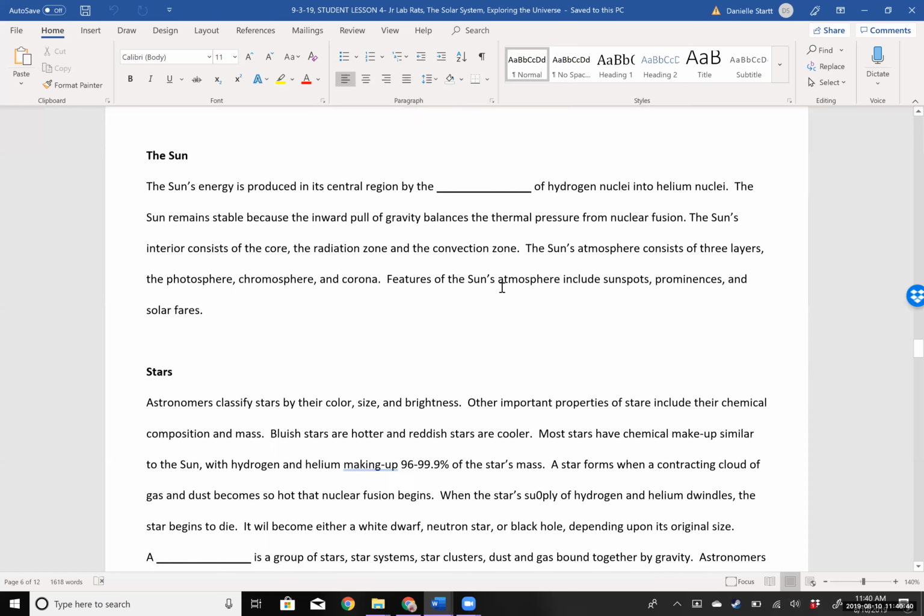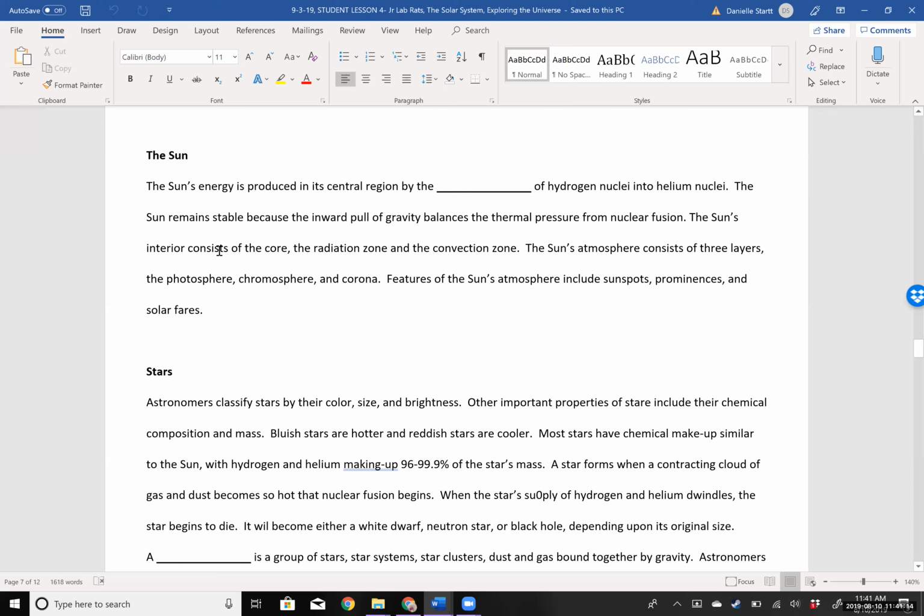The sun's energy is produced in its central region by the blank of hydrogen nuclei into helium nuclei. Okay, something happens where hydrogen turns into helium, and there's a name for it. Okay, let's keep reading. The sun remains stable because the inward pull of gravity balances the thermal pressure from nuclear fusion. Okay, if you don't know what nuclear fusion is, I suggest you look that up. That might help you out a little bit.